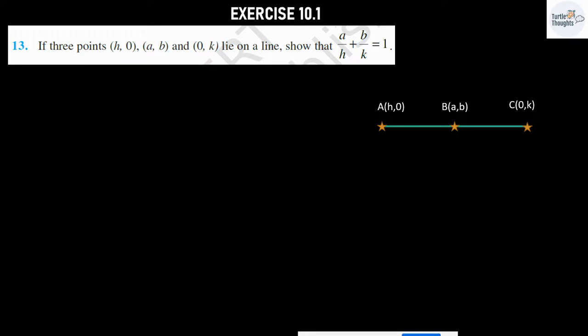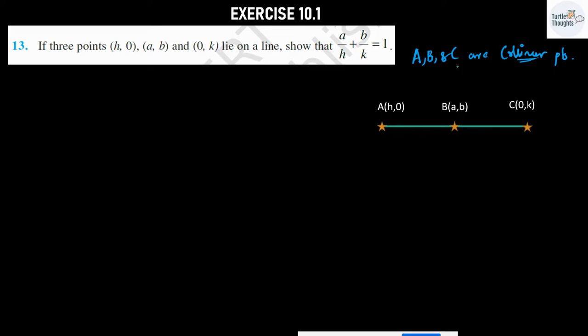Question number 13. 3 points (h, 0), (a, b) and (0, k) lie on a line. Show that a by h plus b by k is equal to 1. This is what we have to do. So I have plotted 3 points and taken that as A, B and C. A is (h, 0), B is (a, b), C is (0, k). Now if 3 points lie on the same line, what are these points called? Can I tell that A, B, and C are collinear points? Points which lie on the same line are called collinear points.